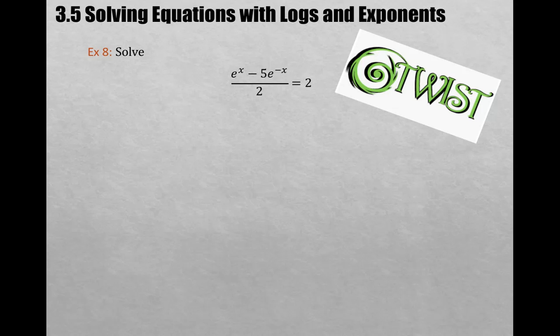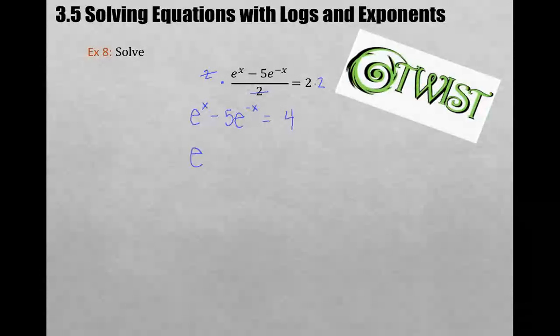So I'm going to start off, obviously my goal is to solve for x, and there's a lot going on here. I'm going to start by getting rid of this fraction and just multiplying by 2. e to the power of x minus 5e to the power of negative x, so that's a little confusing, equals 4. e to the power of x minus, what is this? 5 over e to the power of x equals 4. So I want to get rid of a fraction. I don't want this fraction here. This is getting in my way.